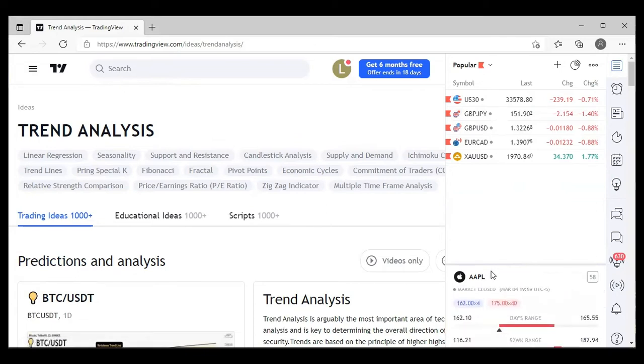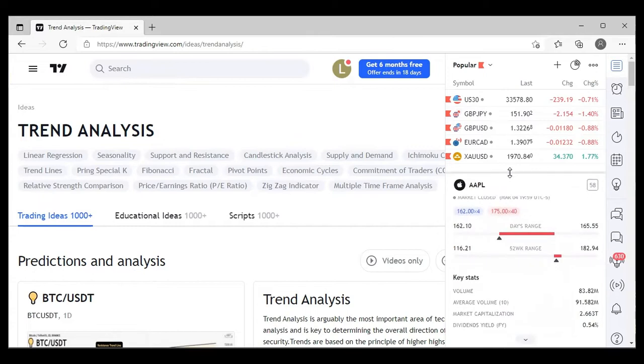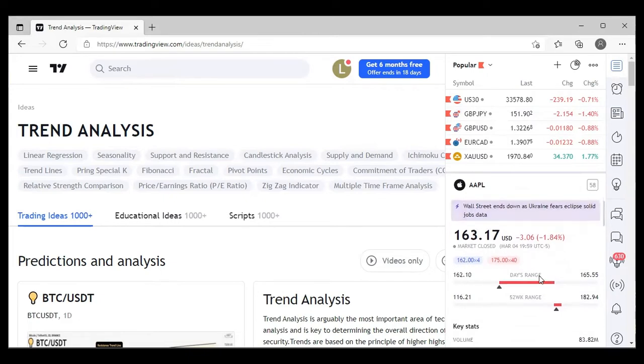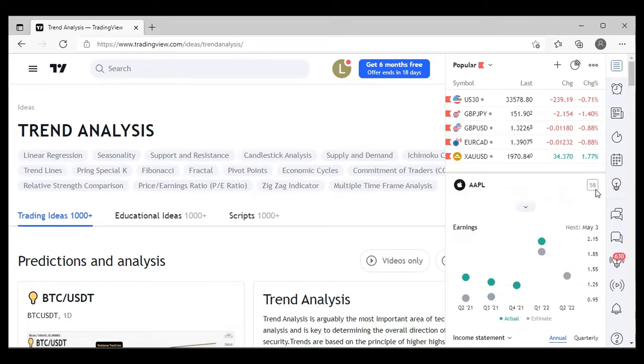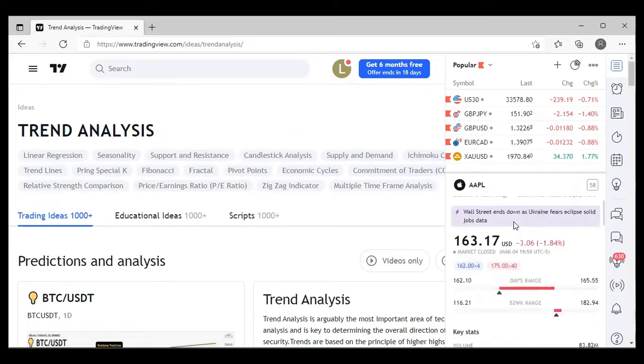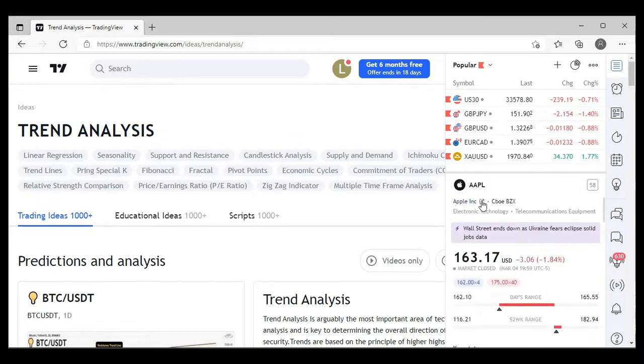And if I just make this go up here, we can see news with regards to Apple Inc., and so on and so forth, and we can just go through. These are the earnings report and so on. So there's just extra things you can check here, and you can go to the website if you want to.